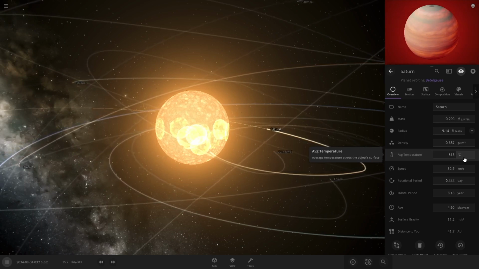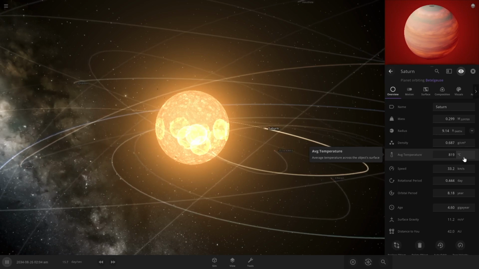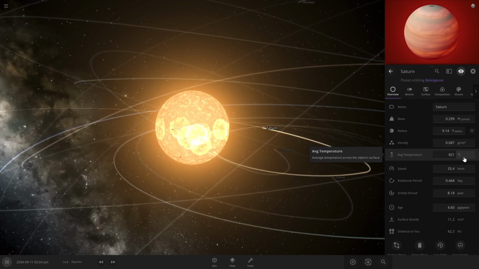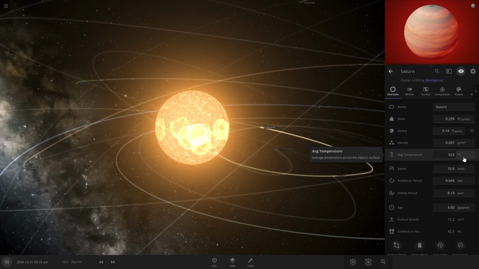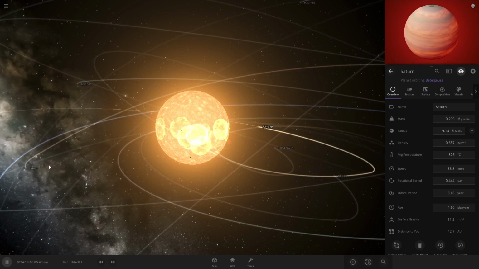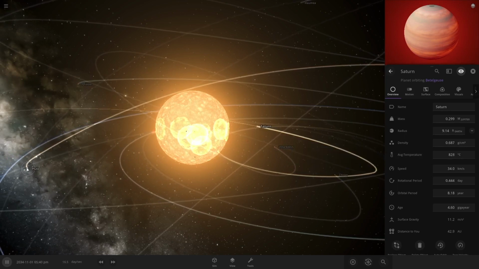Look at Pluto. Here's Pluto. Click Pluto and see what the prevailing temperature on Pluto will be. 343 degrees Celsius. It's 250 degrees above the boiling point of water on the surface of Pluto.